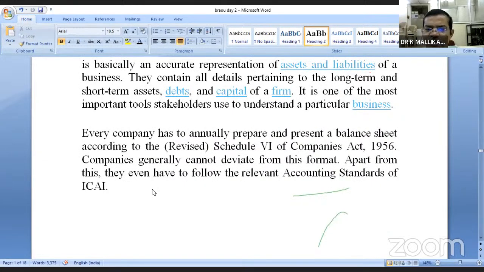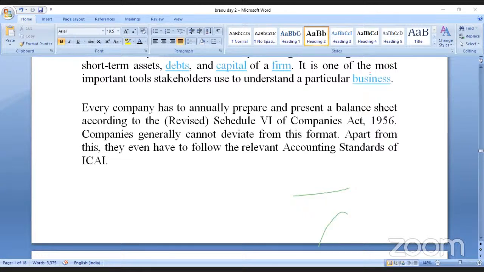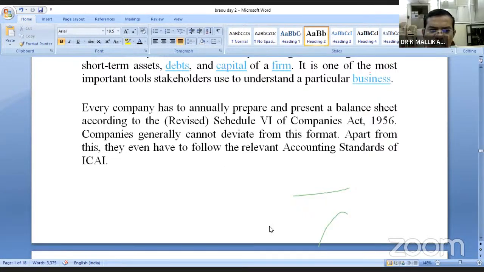As per the Companies Act 1956, Schedule 6, companies generally cannot deviate from the formats. Have you seen a real company balance sheet? Anyone? No, sir. A real company balance sheet. I will show you the real company balance sheet. Wait a minute. I will show you this.